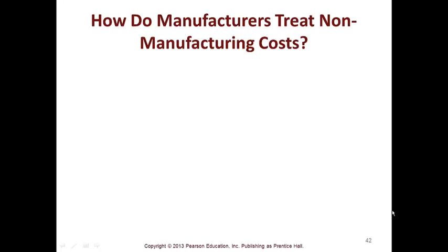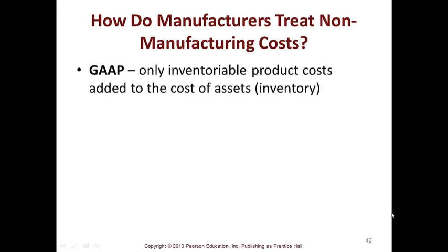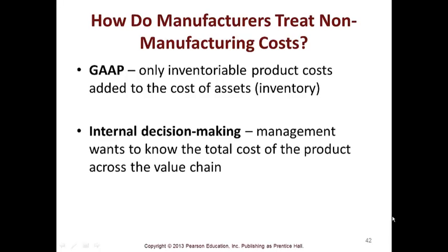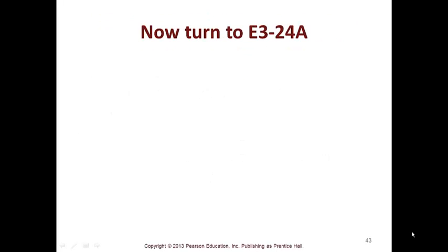How do manufacturers treat non-manufacturing cost? Well, GAAP only allows inventoriable product cost to be added to the cost of the asset. For internal decision making, management wants to know the total cost of the product across the value chain. So internal decision making versus GAAP.